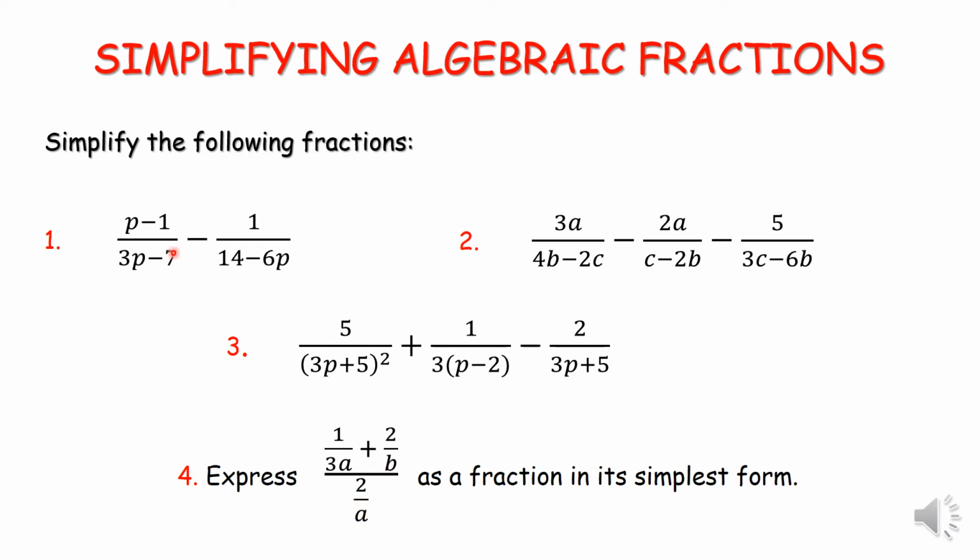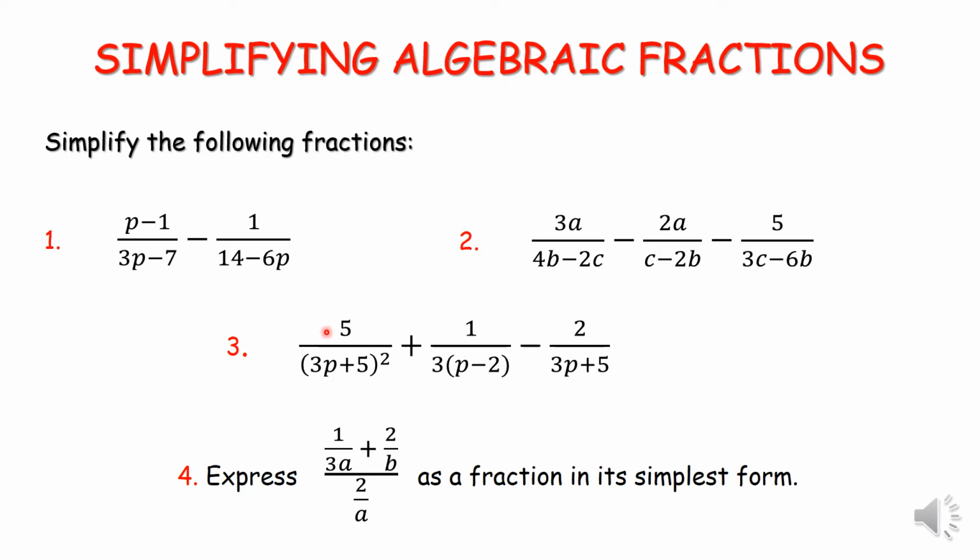Also, what you need to know is whenever you're subtracting or adding fractions, we are always looking for the lowest common multiple. For example, question 3 is 5 upon the quantity 3p plus 5 all squared plus 1 over 3 times p minus 2 upon 3p plus 5. There are a few rules that you need to remember whenever you are subtracting and adding fractions.